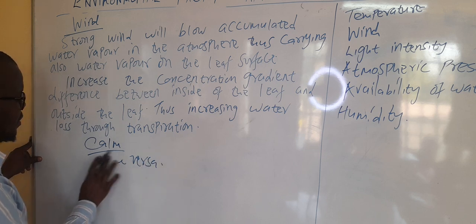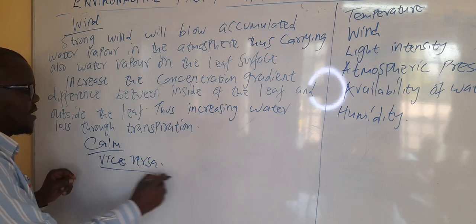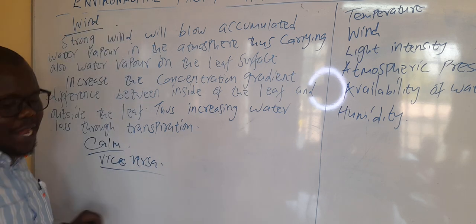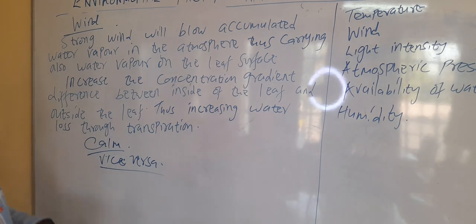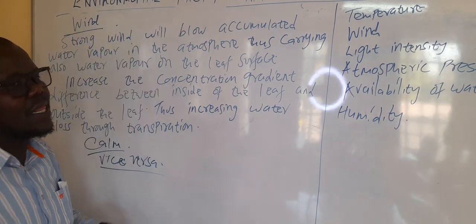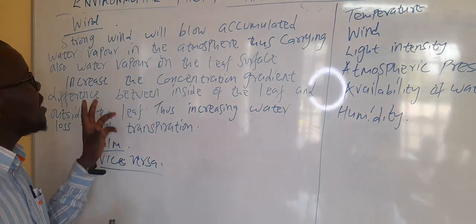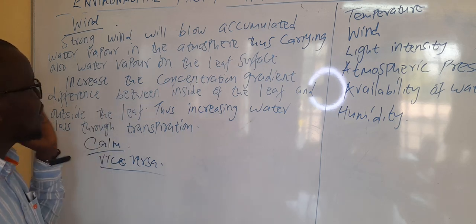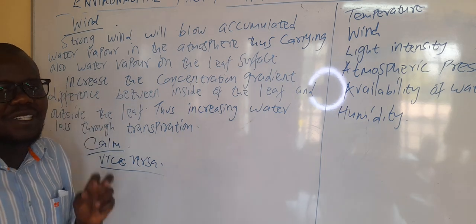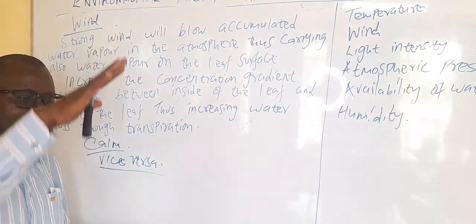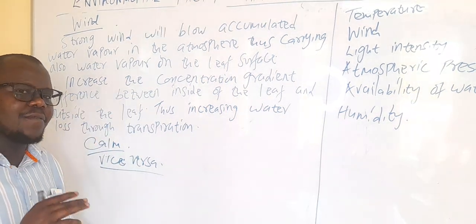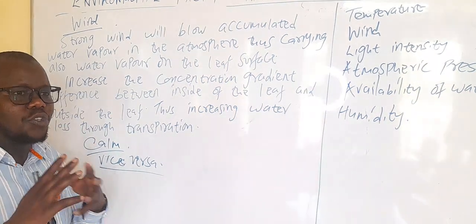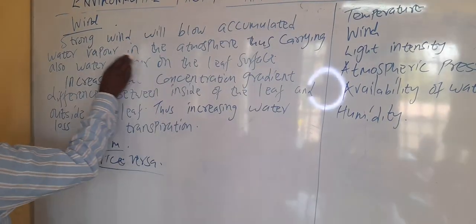Vice versa of this one. When it's calm, there will be a lot of accumulated water vapor in the atmosphere. Because of this, there will be a reduced concentration gradient between the inner side of the leaf and the outer side of the leaf. And because of this, less water will be lost.